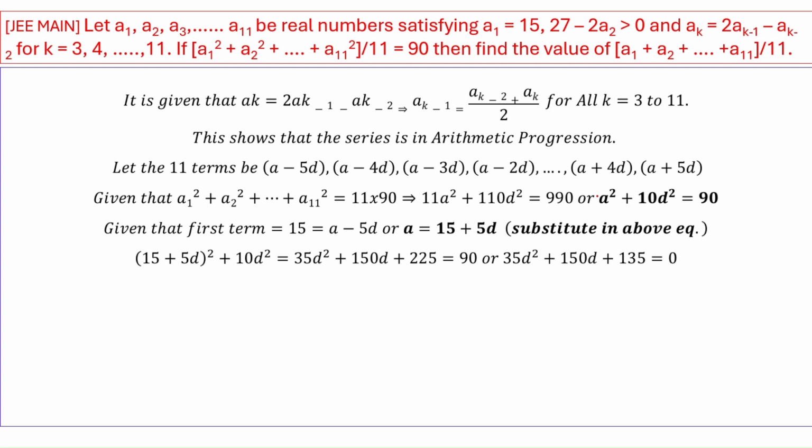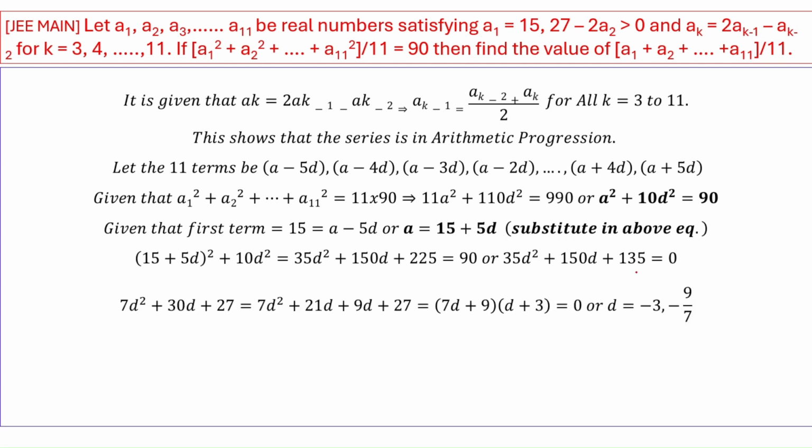So if I substitute, then the quadratic equation I will get is 35d² + 150d + 135 = 0. Or if I divide it by 5, I will get 7d² + 30d + 27 = 0. I factorized it, and what I will get is d = -3 or d = -9/7. These are the two values I get.